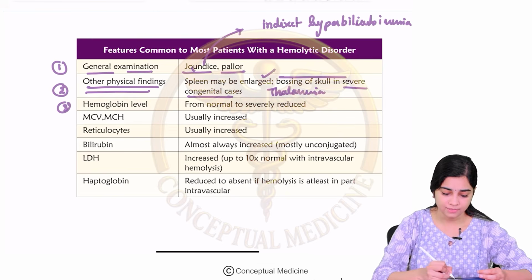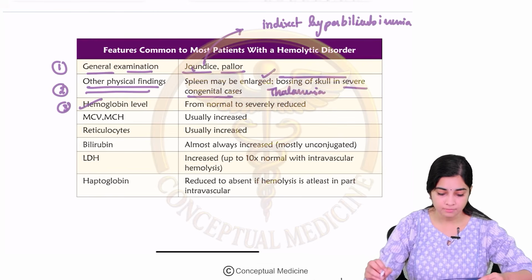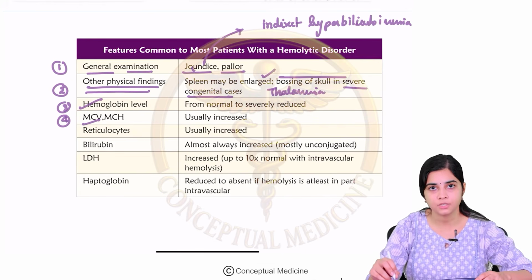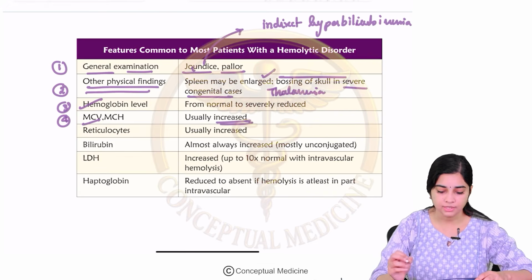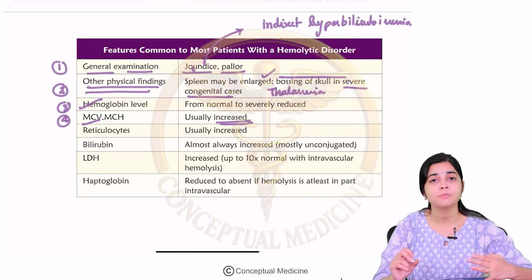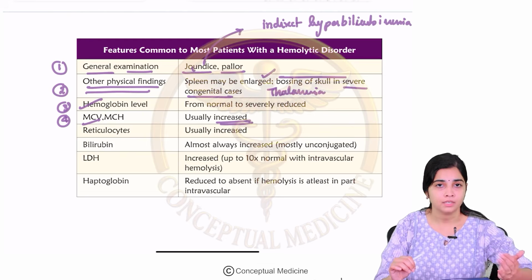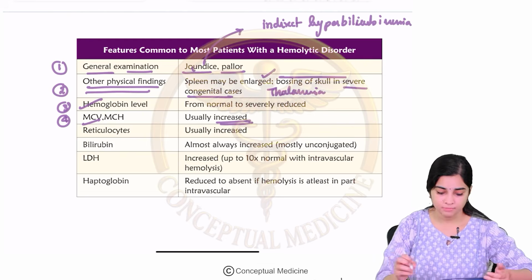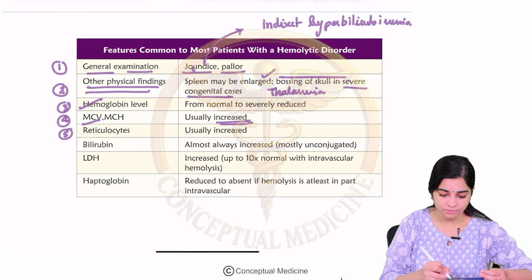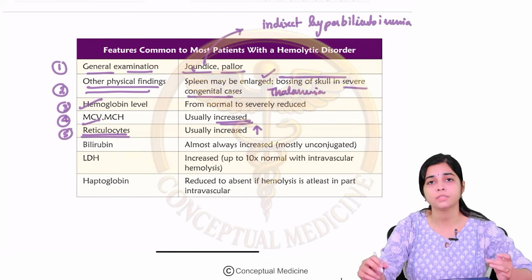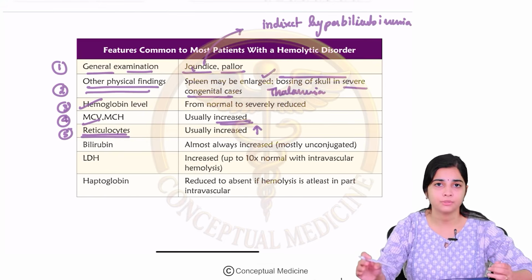Then, the other test you will have to look at is definitely the hemoglobin level. Then, you will have to look for the MCV and the MCH, mean corpuscular volume and the mean corpuscular hemoglobin, which is usually increased. And whenever there is hemolysis, the bone marrow is going to compensate for that. And just now we had seen this. There will be a hyperproliferative anemia. If a hyperproliferative anemia is there, then what are you going to find? You are going to find reticulocytosis, usually increased. So, there is going to be reticulocytosis.